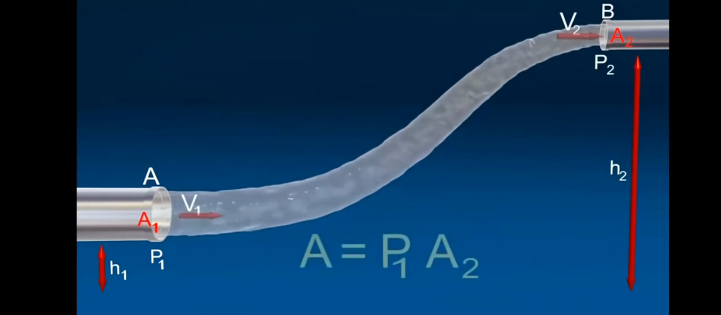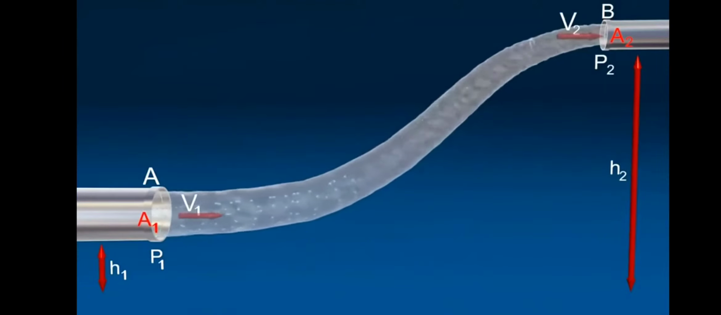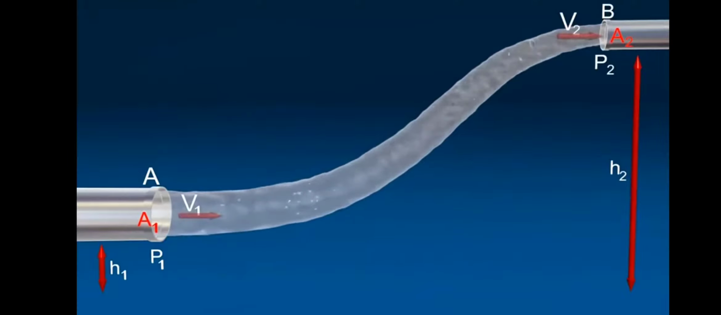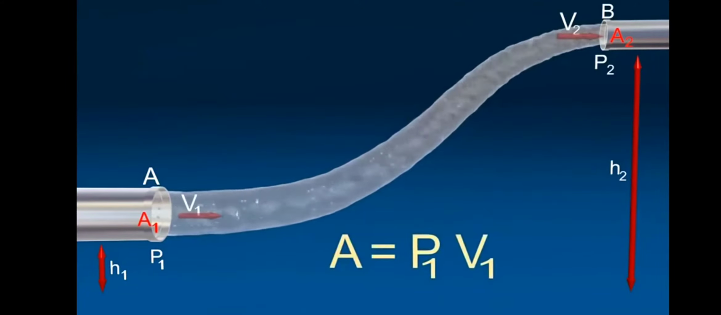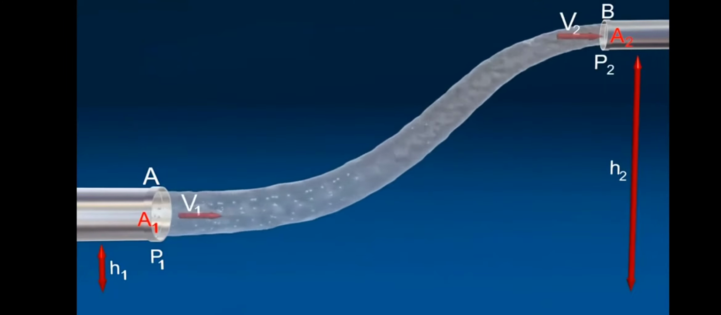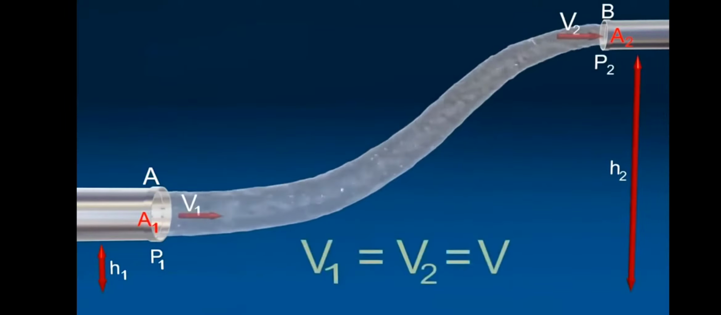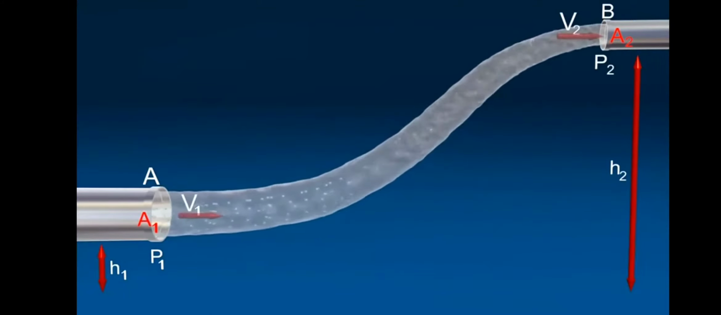The force on the liquid at A and at B. Now, the work done per second on the liquid at section A and at section B. V1 equals V2 equals V. Equation of continuity.